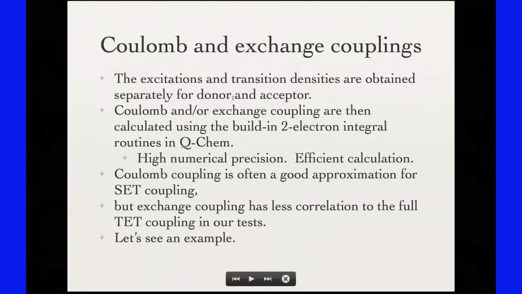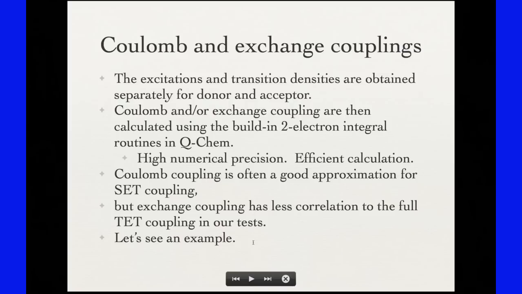In each calculation, it's like 1 plus 1. The excitation and the transition density are obtained separately for donor and acceptor fragments. The Coulomb and the exchange coupling are then calculated using the built-in two-electron integral routines. This is good because the computational efficiency is high and the numerical precision is very good. Coulomb coupling often serves as a good approximation for singlet coupling. But I want to warn those of you who want to use exchange coupling for triplet, because it is less consistent in our past observation. Even though you can calculate exchange coupling, to use that as a representation for triplet energy transfer, I doubt it. I think they have less correlation.